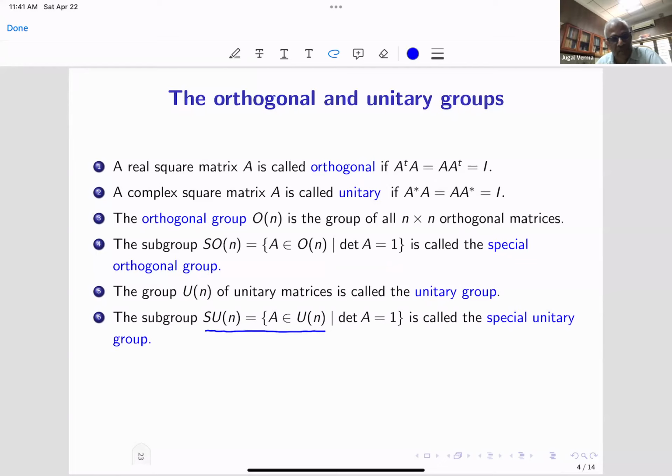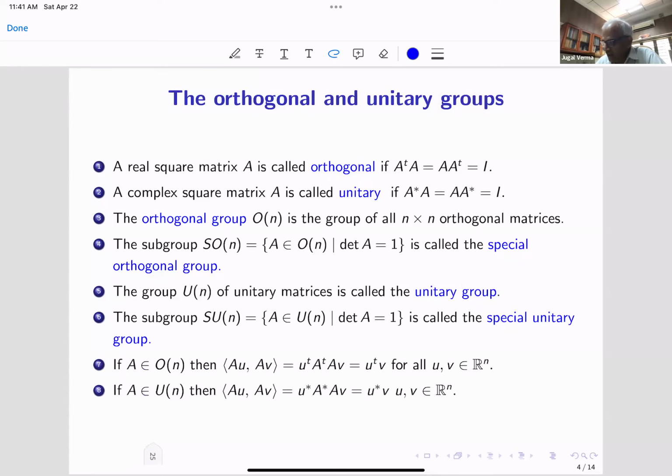These groups have very rich mathematical structures. They can be realized as manifolds or algebraic varieties. And there is a very rich representation theory of these groups. And they are an active area of research, which has consequences in all areas of mathematics.